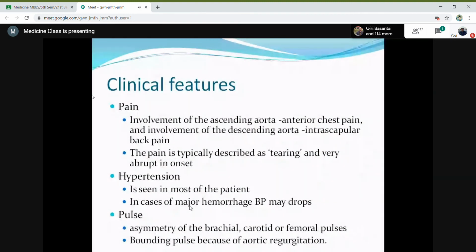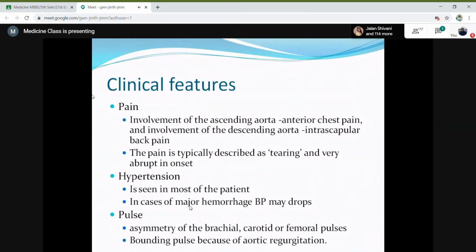Pain is the main feature. If there is involvement of the ascending aorta, the patient may present with anterior chest pain, and involvement of the descending aorta causes interscapular back pain. Pain is typically described as tearing and very abrupt in onset. Some patients may also present with hypertension, and in some patients BP may drop if there is major hemorrhage.